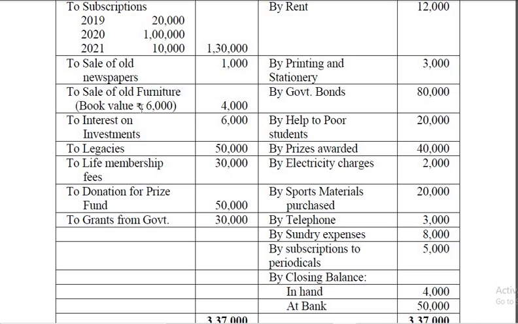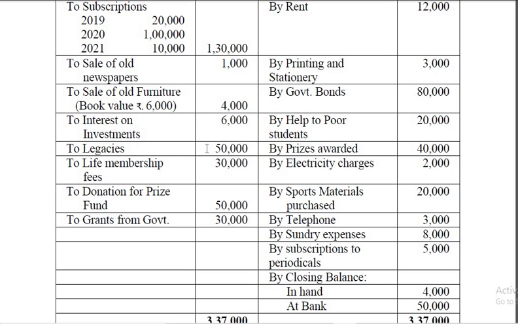Therefore, we simply compare the book value with the sale value, and the difference is taken as loss. If it is sold for 8,000, then there would have been a gain or profit on sale of furniture. That should have been credited to income and expenditure account. Interest on investment with adjustment should be credited to income and expenditure account.